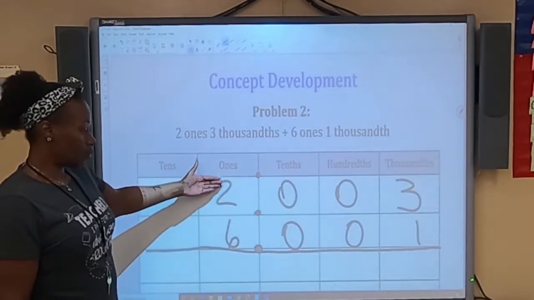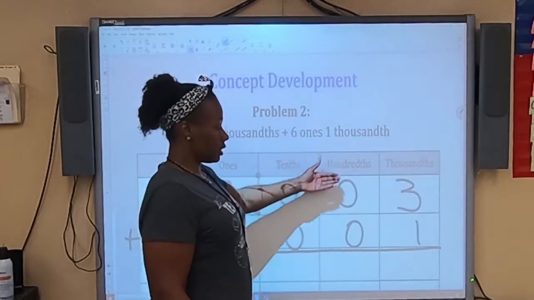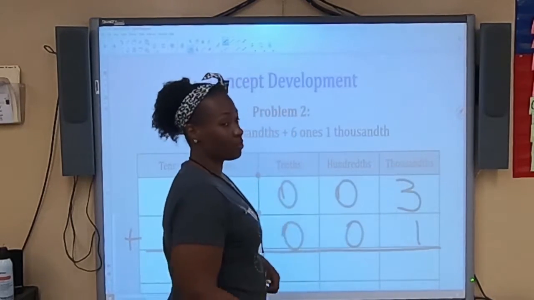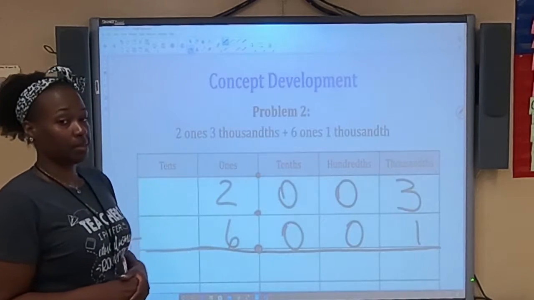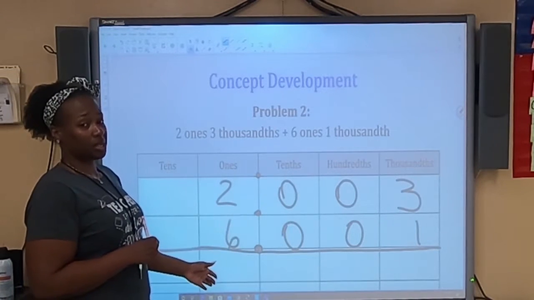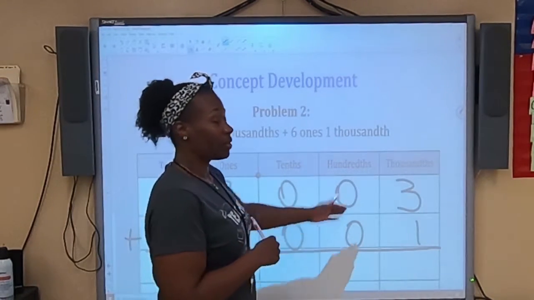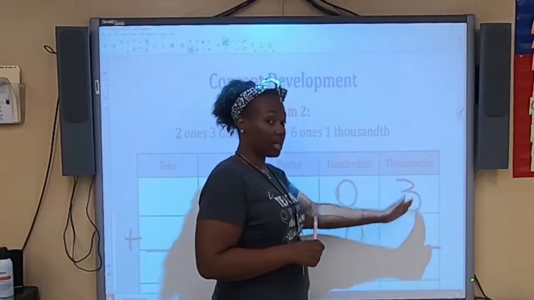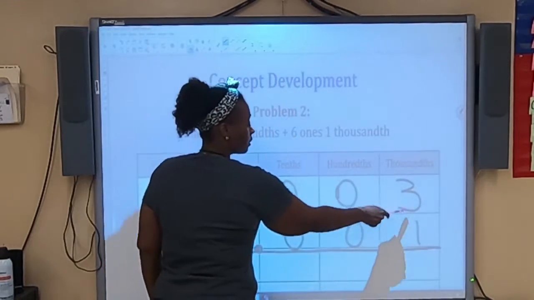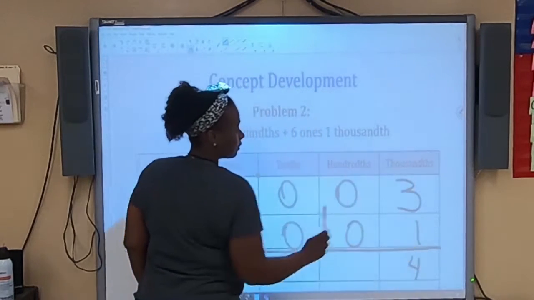Notice I'm adding the ones with the ones, the tenths with the tenths, the hundredths with the hundredths, the thousandths with the thousandths. Remember when we add, we always start at the end. Please don't ever start with the greatest place value. When we add and subtract, we start with the smallest place value. That's to the right. So 3 plus 1 gives us 4 in the thousandths.